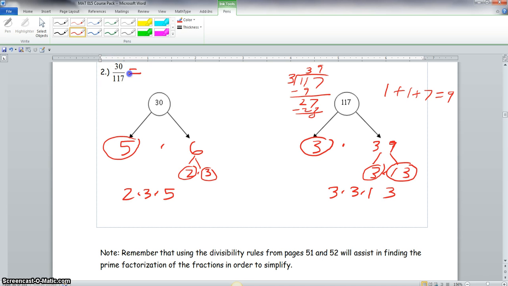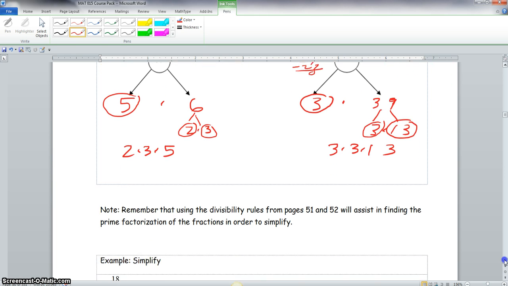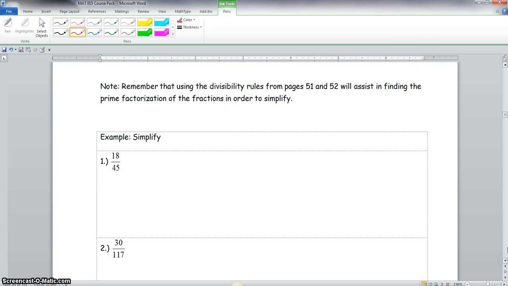Now we will rewrite this fraction. Our numerator would be 2 times 3 times 5, and our denominator would be 3 times 3 times 13. Now in class, we simplified out these 3's. We multiplied what was left. 2 times 5 is 10, and then 3 times 13 is 39. So our final answer here is 10 over 39. Now it says note, remember, the divisibility rules from pages 51 and 52 will assist in finding the prime factorization of the fractions in order to simplify.